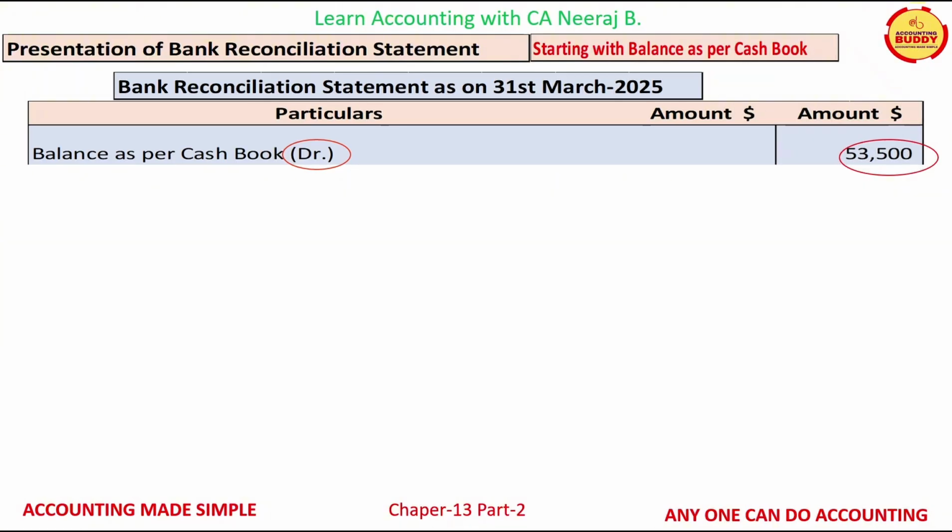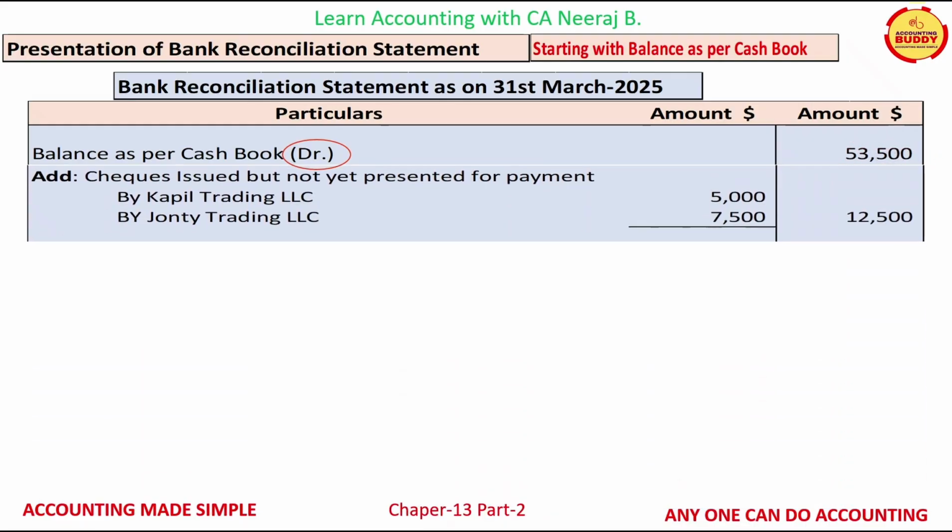Always remember, when you are starting with the cash book debit balance, the transactions which are only recorded in the cash book and have resulted into the reduction in the cash book balance will be added to the cash book balance. Checks issued and not presented for payment fall under this category. Therefore, $5,000 and $7,500 checks will be added to the cash book balance.